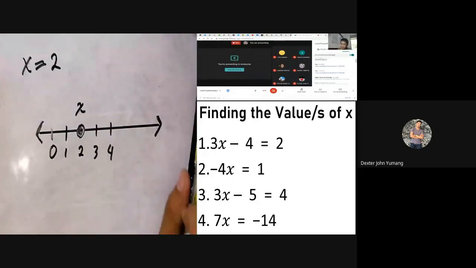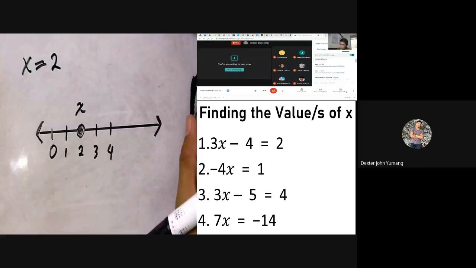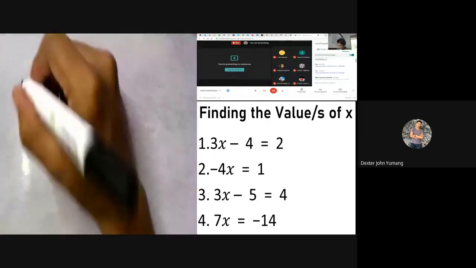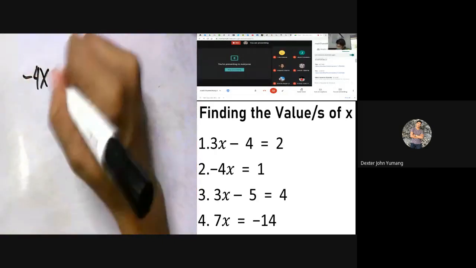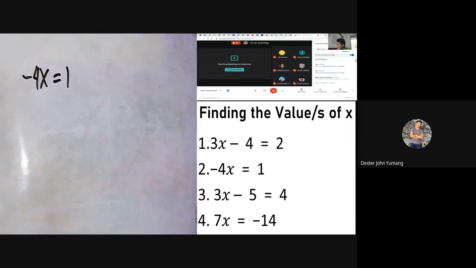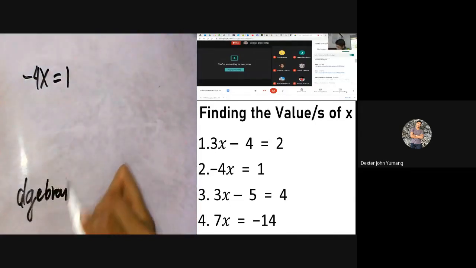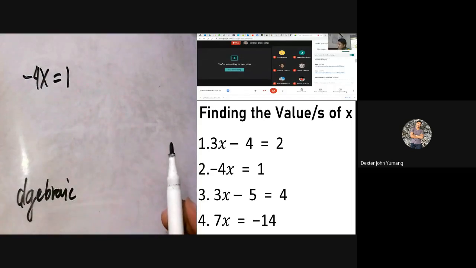Well, anyway, let's continue. So, to continue with our lesson, let's move now to item number 2, which is negative. So, negative 4x equals 1. So, allow me to erase in 3, 2, and 1. So, negative 4x equals 1. Sige daw, kayo daw muna mag-solve using algebraically. Algebraic solving. Sige daw. Kayo muna mag-solve.